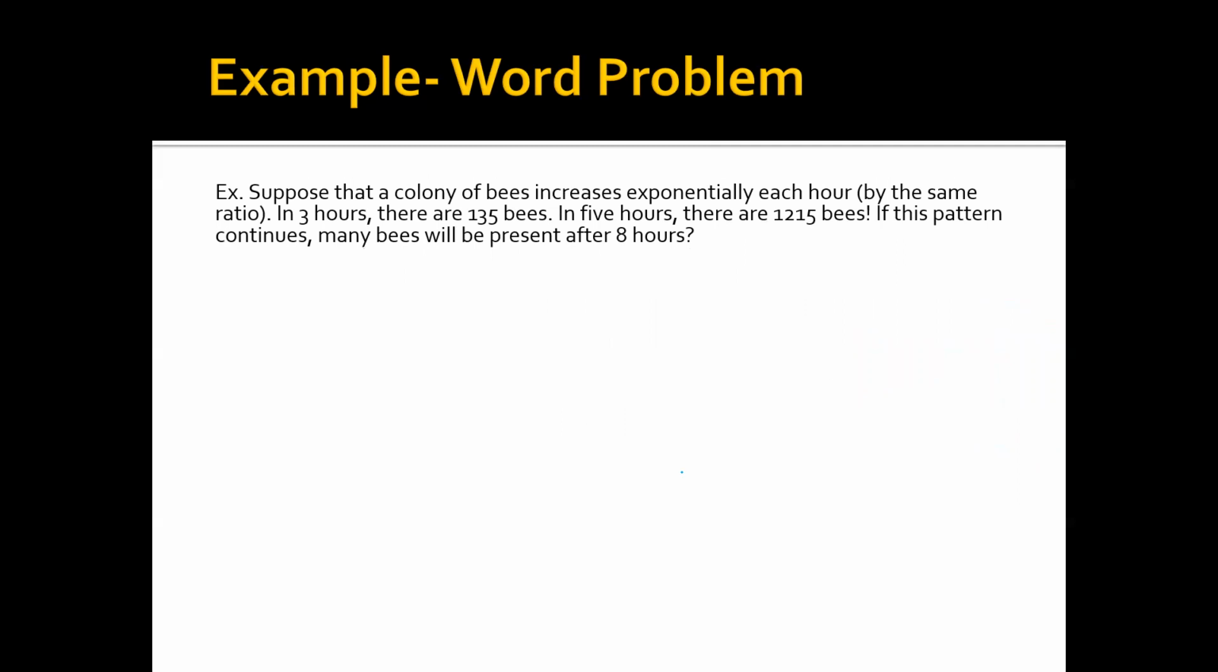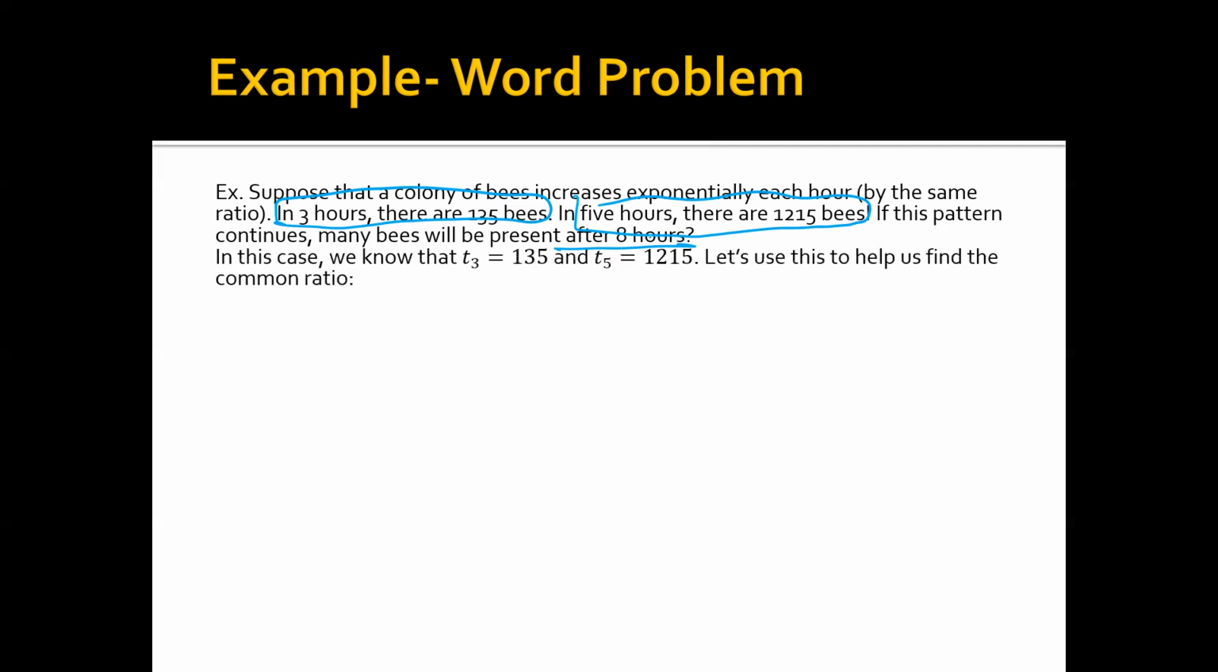So by the same common ratio, in 3 hours, there are 135 B's. In 5 hours, there are 1,215 B's. So use this information to figure out how many B's will be there after 8 hours. So what I want to do first is, obviously this question is a little bit different. I don't exactly know what the common ratio is. It's not that clear because I wasn't actually given a sequence. And we also don't know what the initial population is, or the initial term, T1. So because of that, we have to tackle this a different way. Let's just write down what we know.